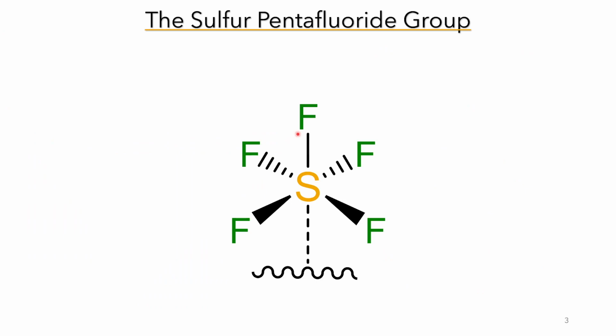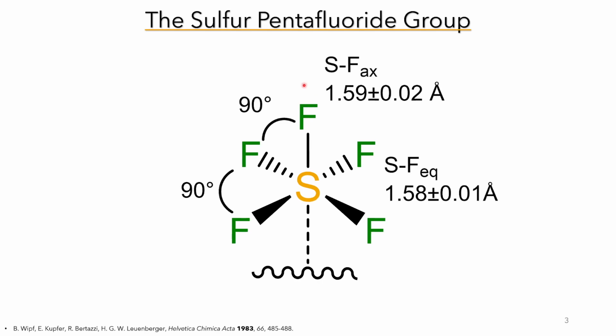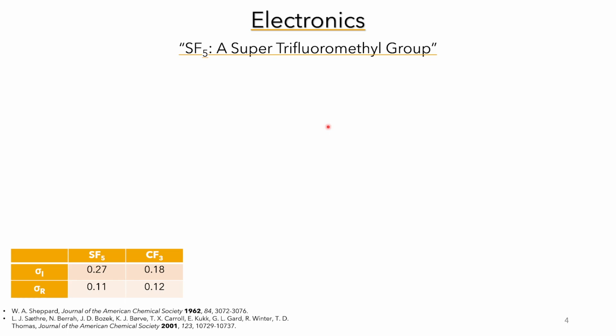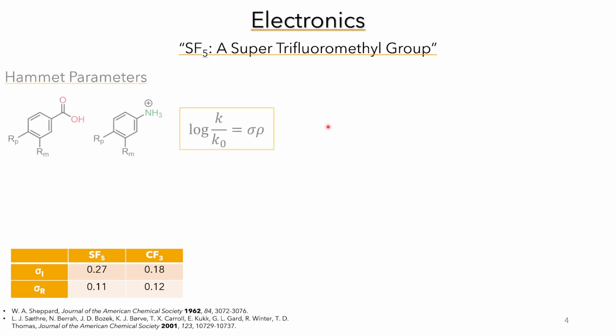And one such group that is a bit more niche is the sulfur pentafluoride group, SF5. So we can see here the SF5 group is an octahedral geometry of a centralized sulfur bound to 5 fluorines in a square pyramidal geometry. We have our 90 degree angles between all the fluorines, with these 4 equivalent equatorial fluorines and 1 axial fluorine here. Now, the electronic properties of the sulfur pentafluoride are perhaps the most interesting.